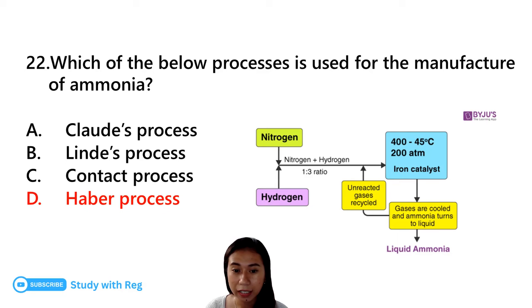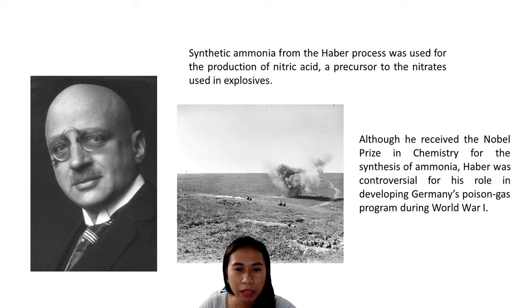So pero here's the downside. Ang nangyari, teka, bring ko sa next. Oh, di ba? Gumawa siya ng synthetic ammonia from the Haber process, was used for the production of nitric acid, a precursor of nitrates that is used in explosives. Yun. So, ginamit din yung works niya for explosives at ang dami rin namatay.